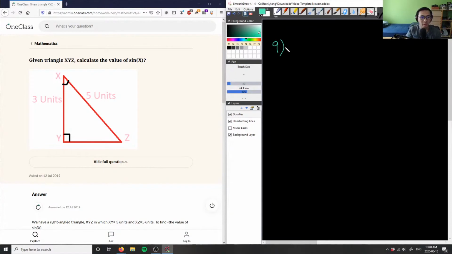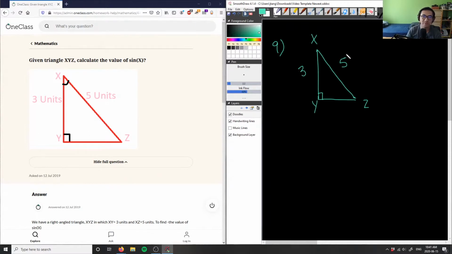So it says, given the triangle XYZ, calculate the value of sine x. So again, with all geometry problems, I like to draw a diagram. This here is x, this here is y, this here is z. And this is nice because this here is a right triangle. And it says here this is 3 units, and this side here is 5 units.